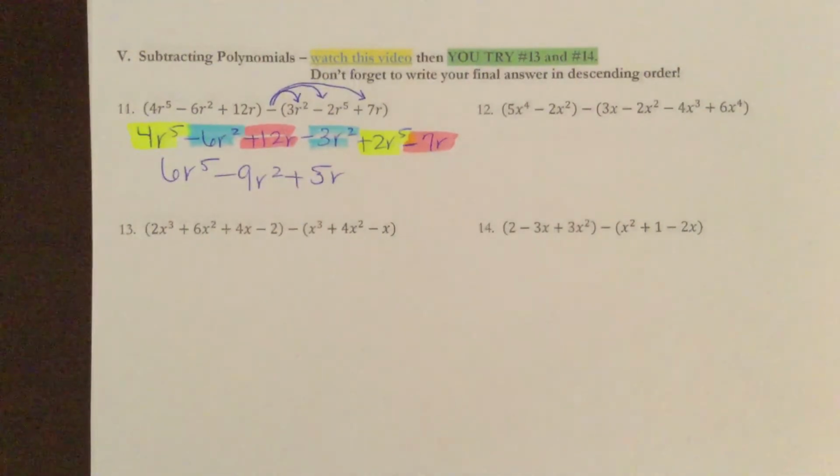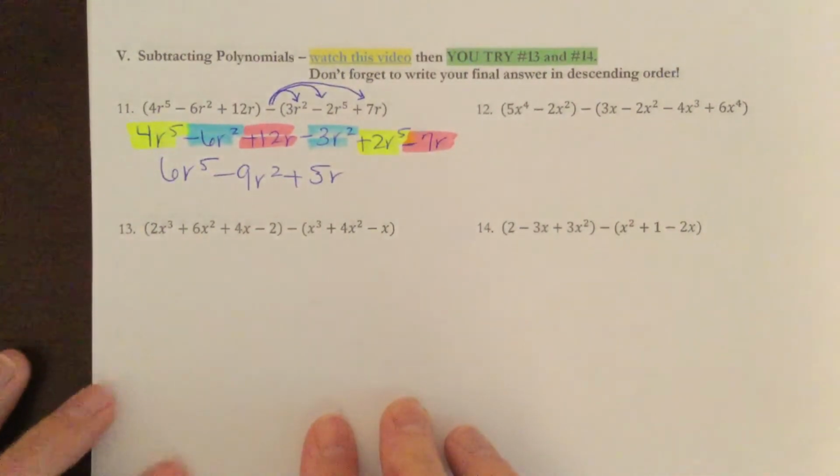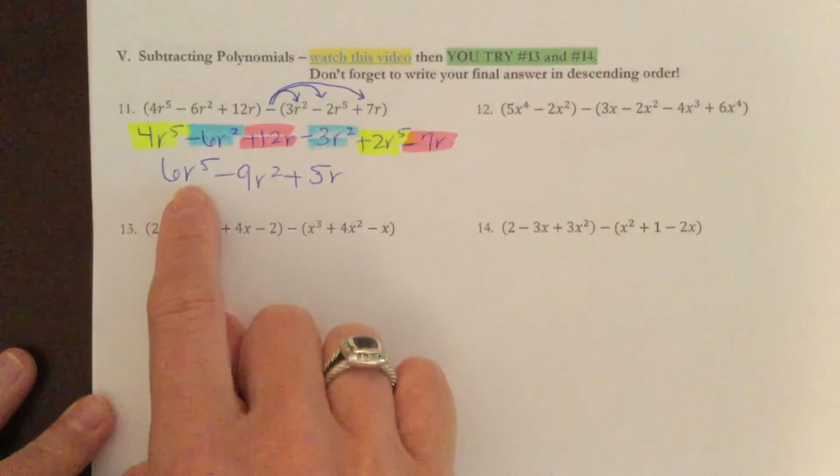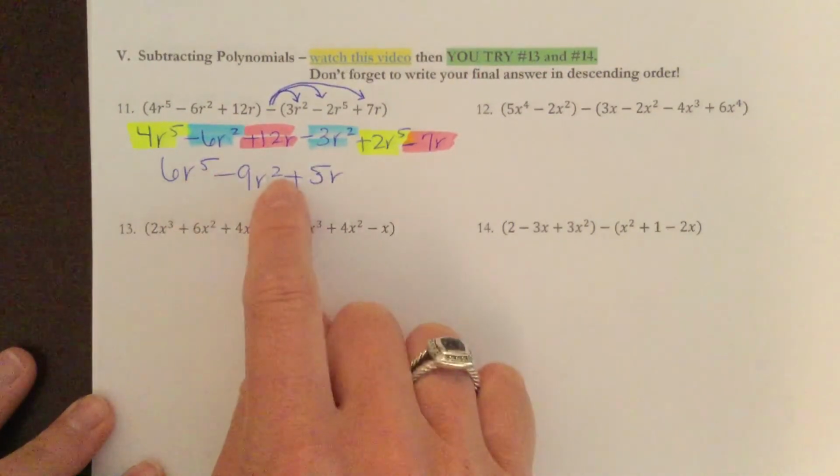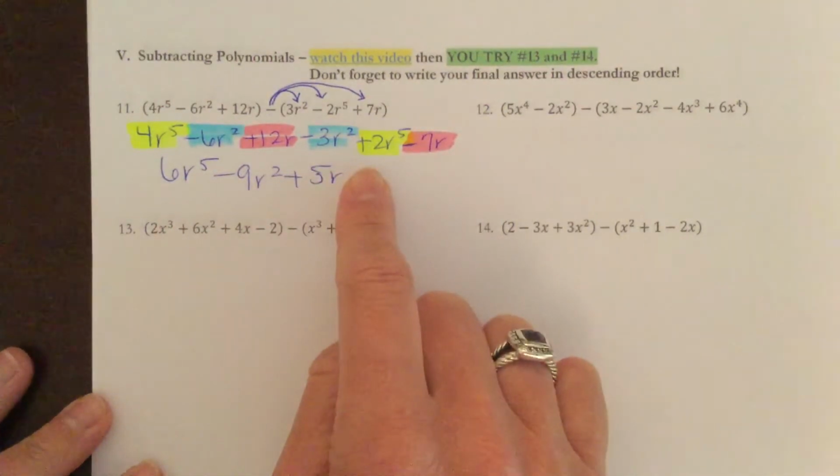Remember, before we move to the next problem, we want to ensure that this one is in descending order. The powers on the variable go from 5 to 2 to 1, so they are going down in value.